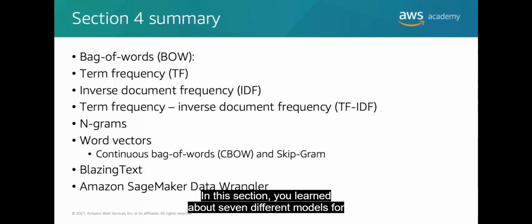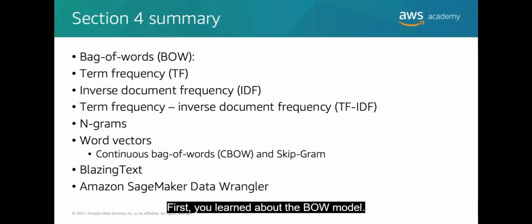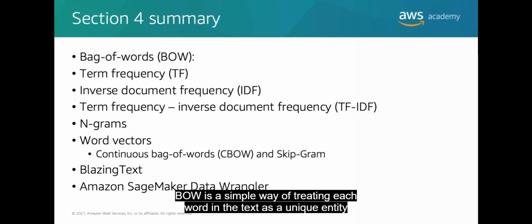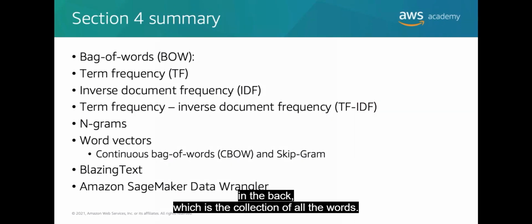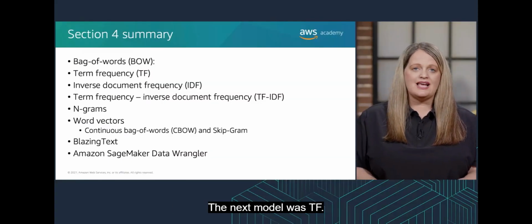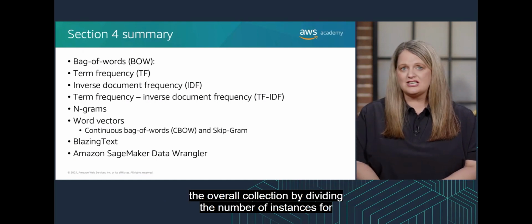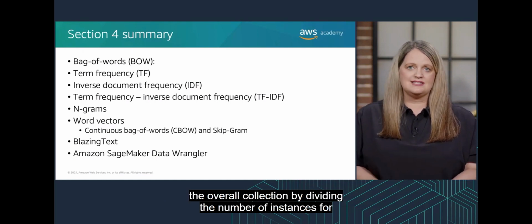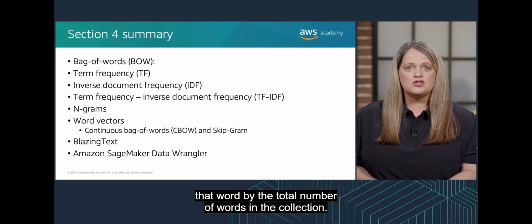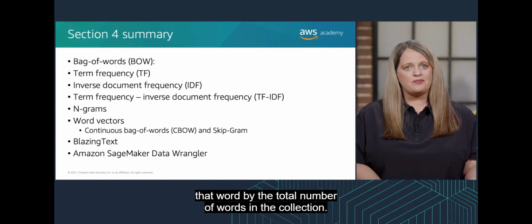In this section, you learned about 7 different models for converting text into a model you can use with machine learning. First, you learned about the BOW model. BOW is a simple way of treating each word in the text as a unique entity in the bag, which is the collection of all the words. The next model was TF. TF calculates the frequency of a word in the overall collection by dividing the number of instances for that word by the total number of words in the collection.